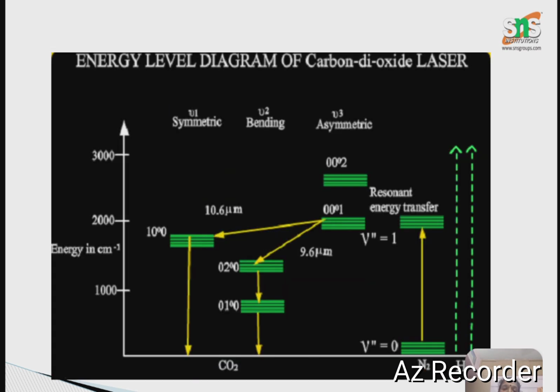Here we have energy levels that can be taken as E1, E2, E3 and E4. The transition from 0.1 degree to 10 degree gives a 10.6 micrometer output, and 0.1 degree to 2 degree gives the 9.6 micrometer output. So this is the output range.